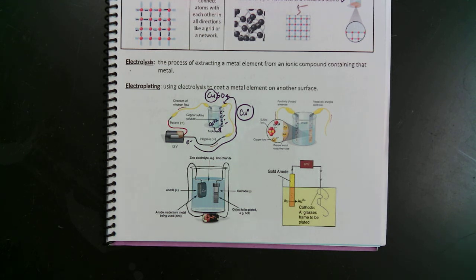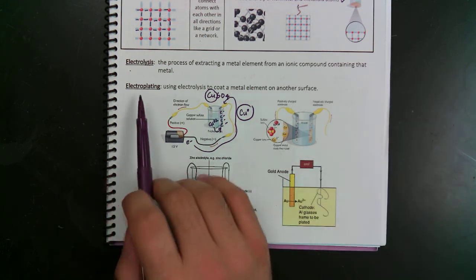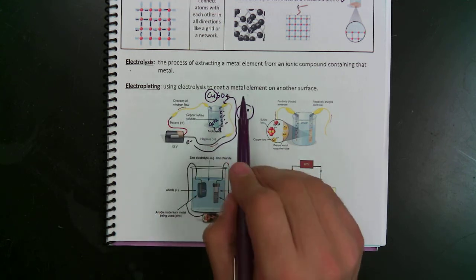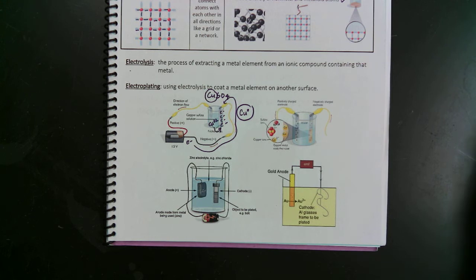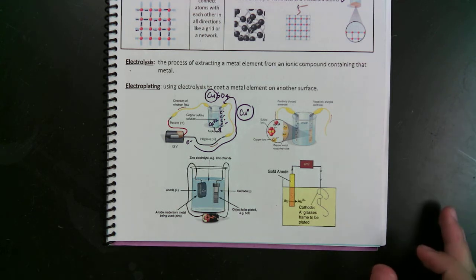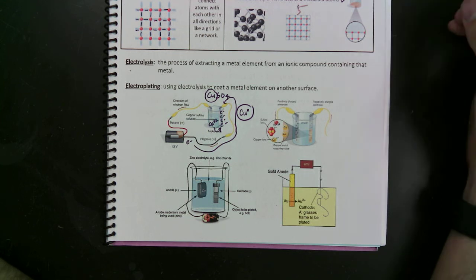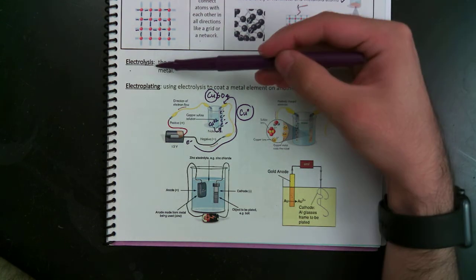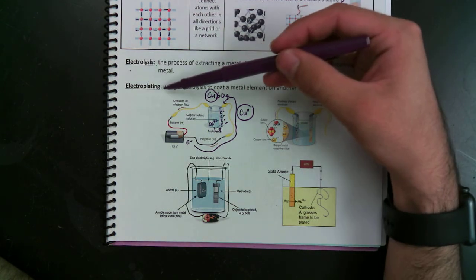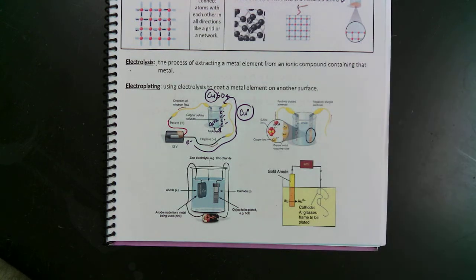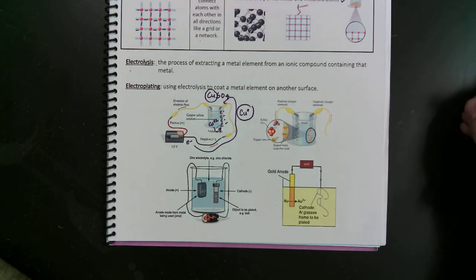Another application of this, what we did, was electroplating. It uses electrolysis to coat a metal element on another surface. So basically when we did the lab, the copper started to coat on the nickel strip. That was both extracting the copper out, the electrolysis, but the fact that the copper was coating on the nickel strip, and you can see the image here, that's electroplating, where you're plating one metal onto another.